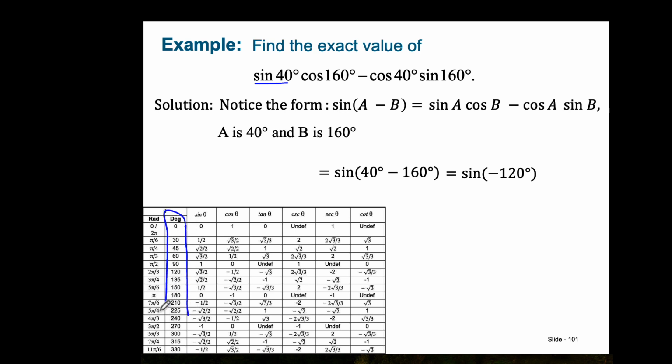It's not here, but we know the odd and even identities. So we know that sine being odd means that we can find sine of 120 on our table and just do the negative of it. So let's do that. Sine of 120 degrees is right here. Radical 3 over 2, which makes sine of negative 120 degrees negative radical 3 over 2.